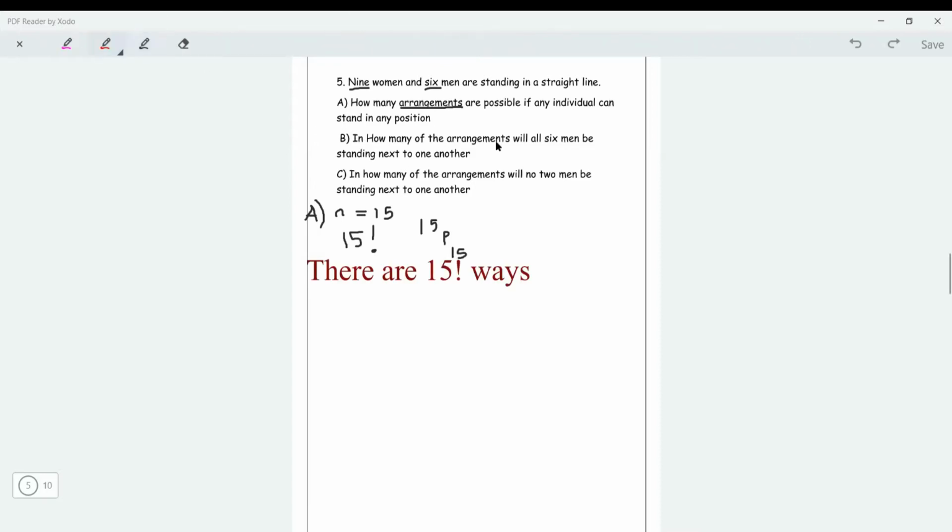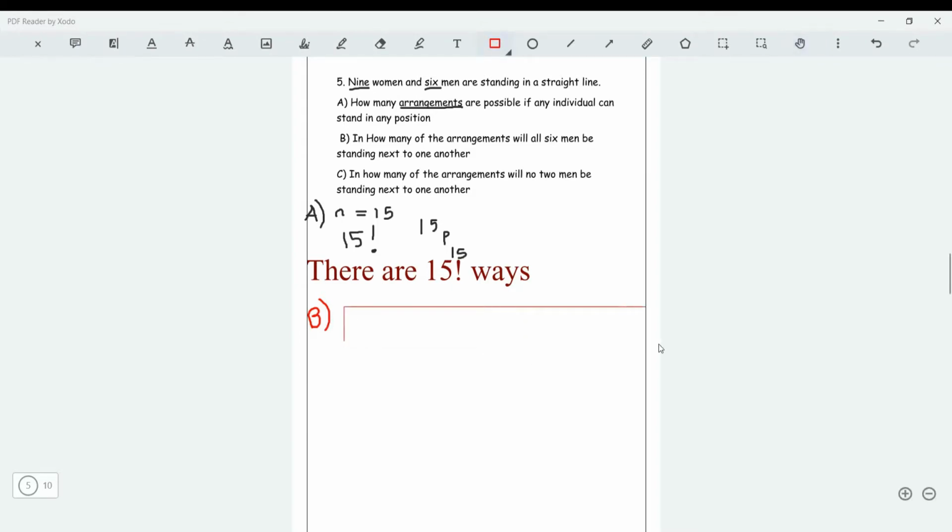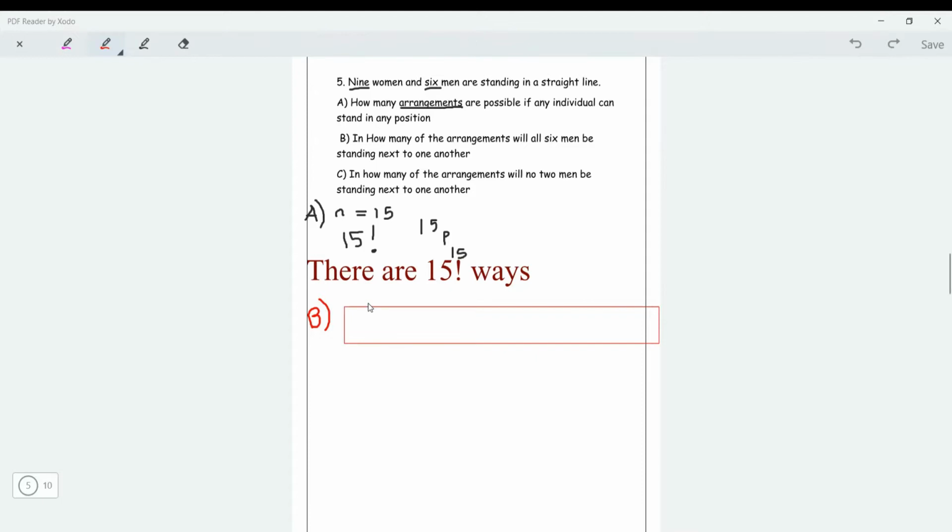Part B says, in how many arrangements will all 6 men be standing next to one another? So for part B, the best way to do this is the box method. The box method allows you to see what is happening. Draw a box, and you need to cut it in. What is r? You're permuting 15 people. 9 and 6 is 15.